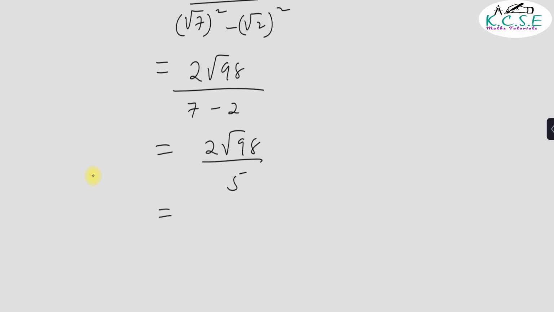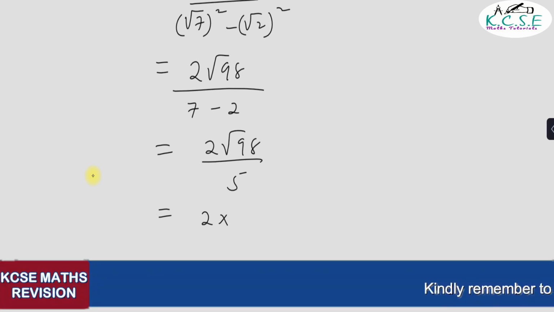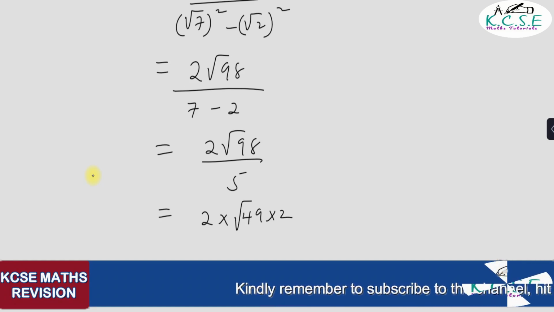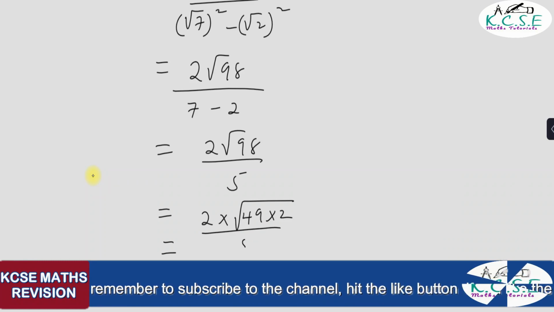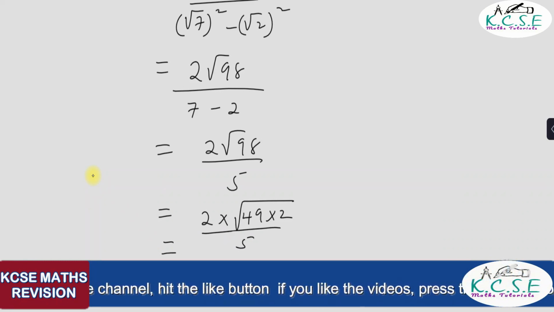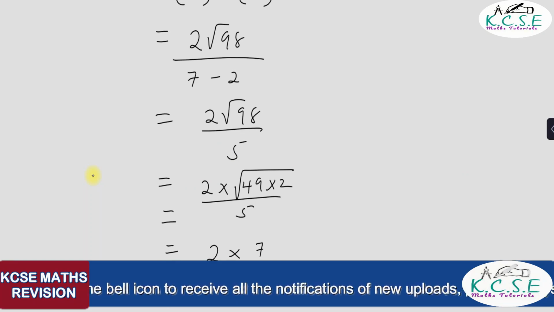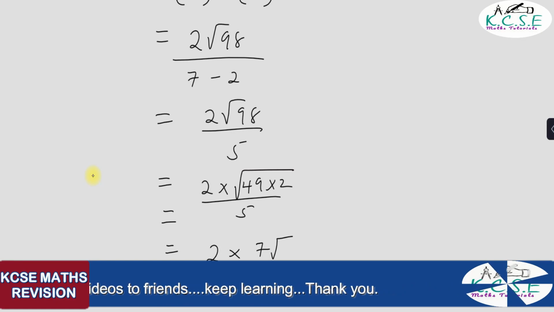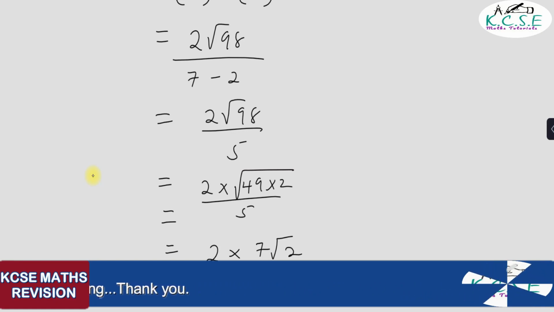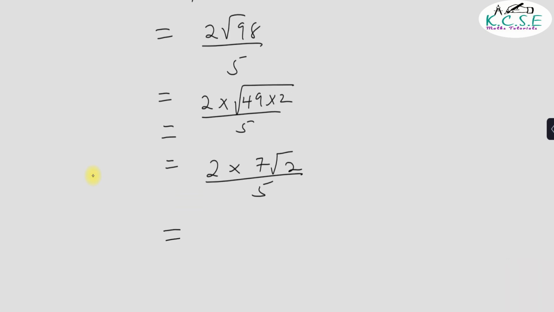Now we can simplify this. Root 98 is the same as root of 49 multiplied by 2, so it gives 2 multiplied by 7 root 2, everything divided by 5. This gives 2 times 7 is 14 root 2 divided by 5. So that is what we got.